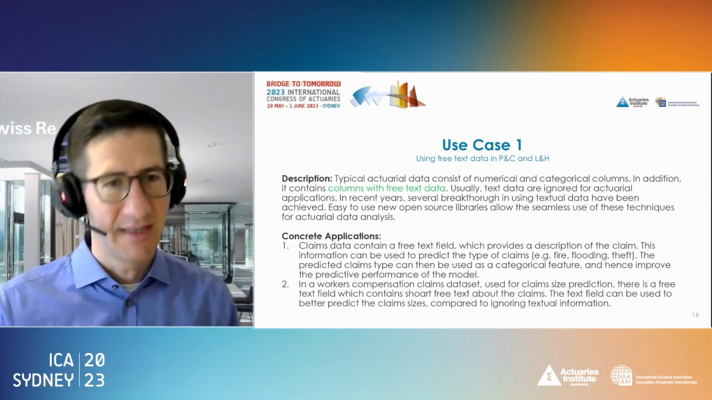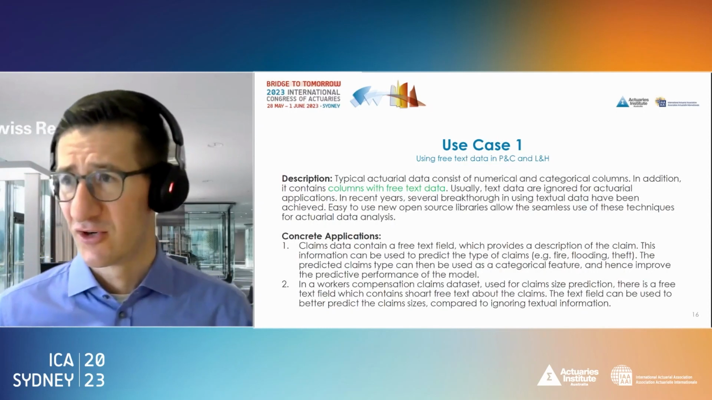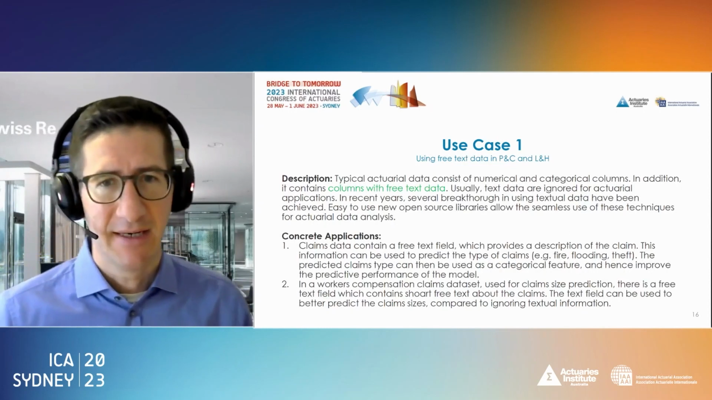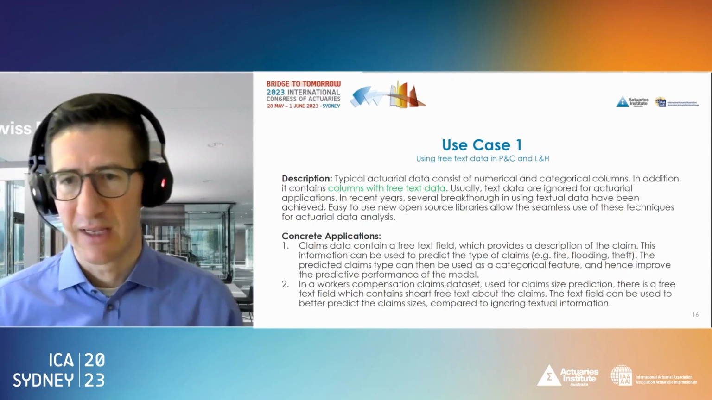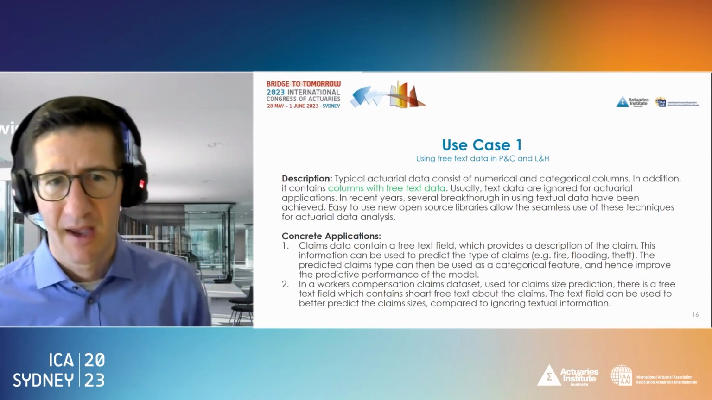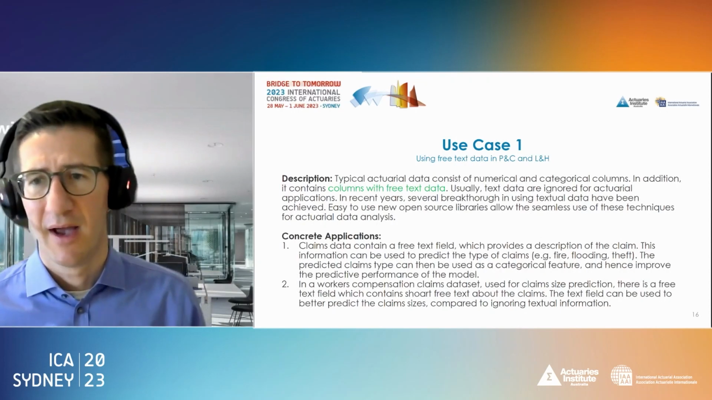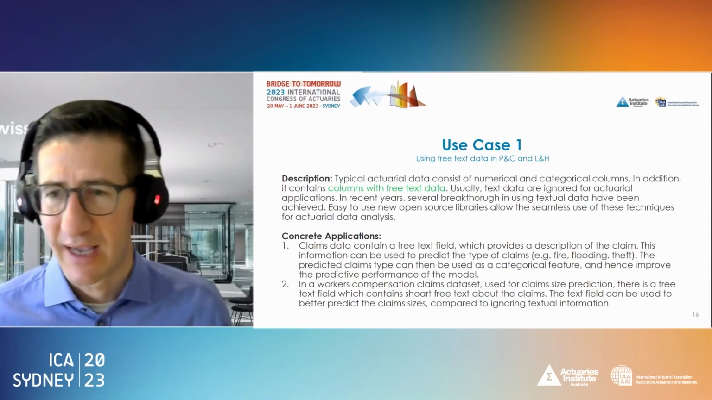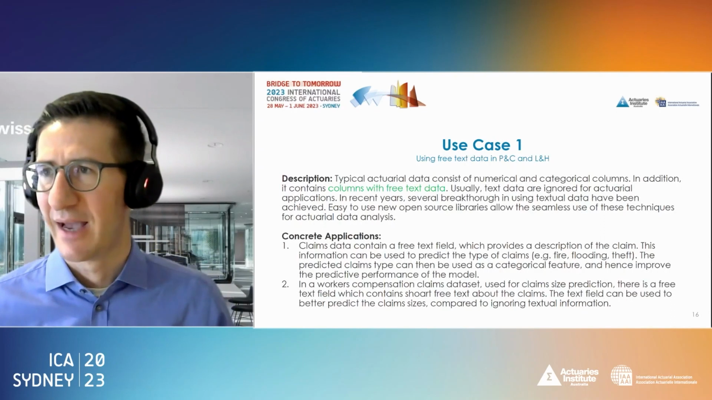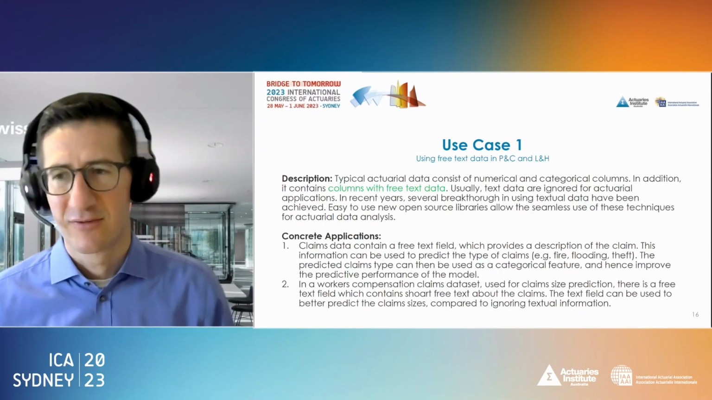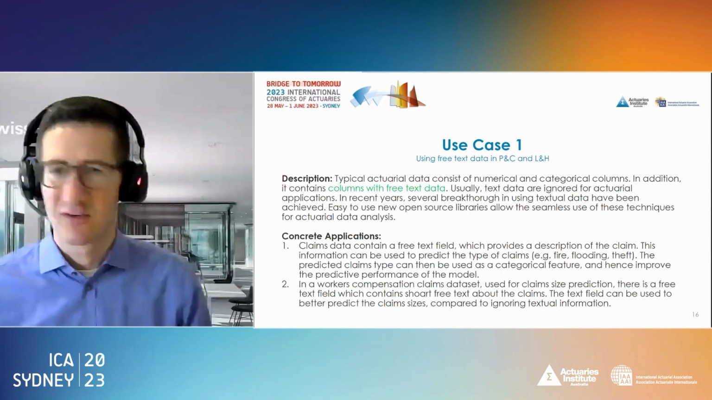So the concrete applications I list below are really where you have tabular data, with quantitative and qualitative columns and features, and there is really a text feature. And with quite limited effort, it's possible to include this textual information in your predictive model. In the first example, it's really about claims. So there is a short text description about the claim, and then the goal is to classify the claims into fire, flooding, theft, and other types of claims. And with transformers or good NLP models, that is really an interesting application where actuaries can contribute.